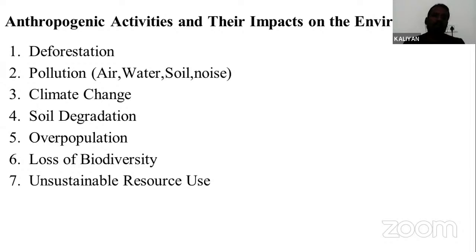Overpopulation: because of anthropogenic activities, they are exploiting natural resources. Loss of biodiversity: because of all kinds of pollution, that affects biodiversity. And unsustainable resources: we don't use sustainable resources, we use only unsustainable resources. That is the impact on the environment.